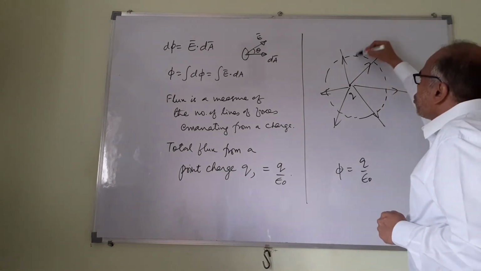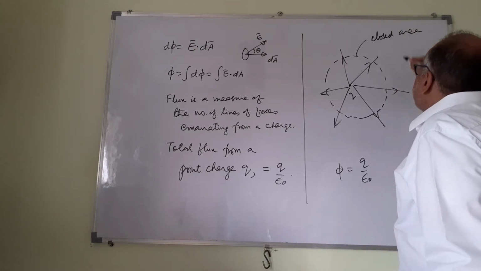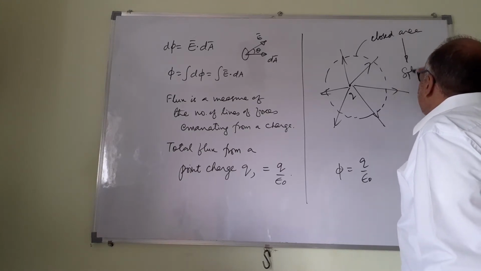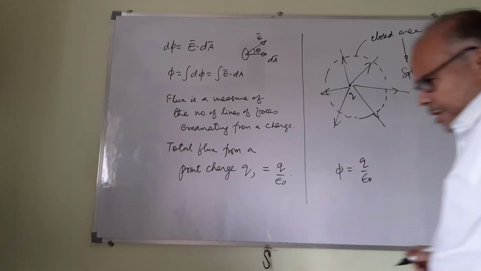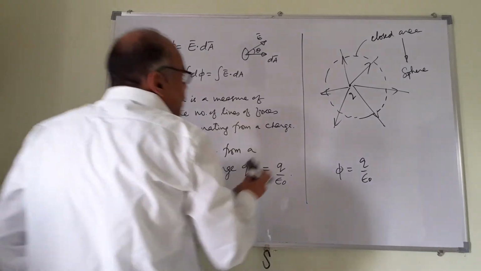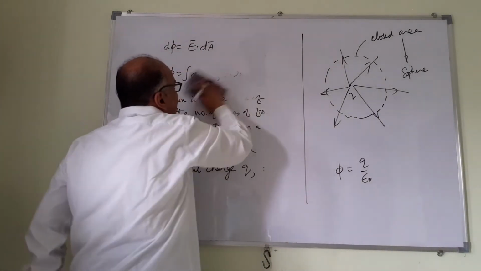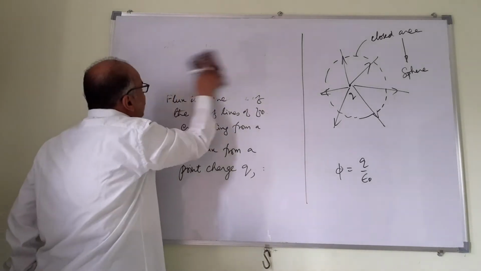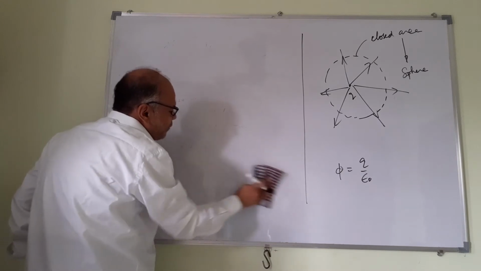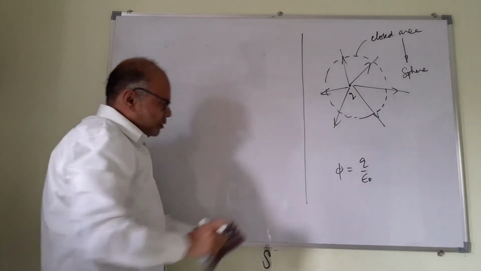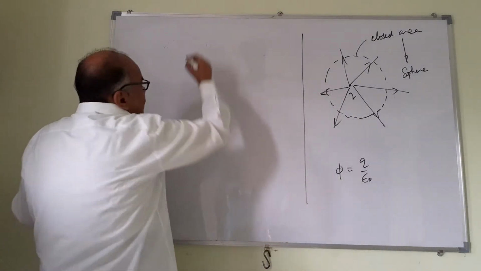Now, this closed area, let us say, is a sphere. And let us say on the center of the sphere lies the charge Q. So now, let us try to calculate the flux through the closed area. The answer we expect is Q by epsilon naught. So let us see.